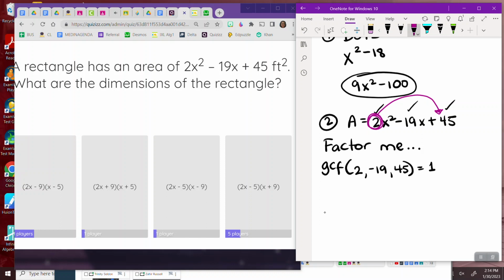So, Jalea, if you have your calculator with you, can you tell me what is 2 times 45? 90. Correct. Now, what is the middle number? Negative 19. So that means that the product needs to be 90. The sum needs to be negative 19.